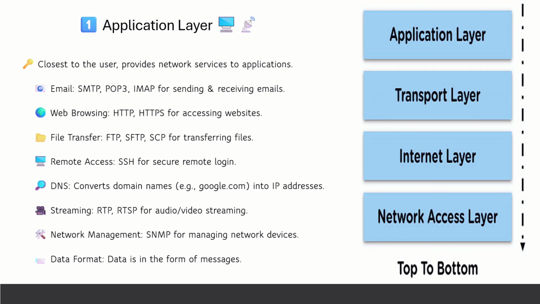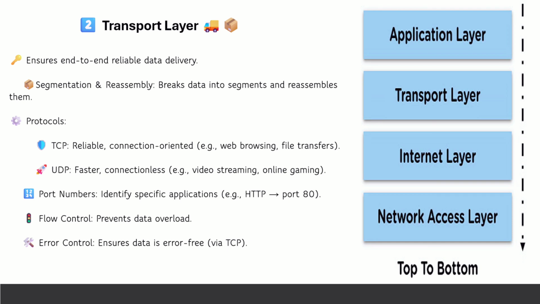2. Transport layer. Reliable communication. The transport layer is primarily responsible for ensuring reliable end-to-end delivery of data between applications. It breaks down the data received from the application layer into smaller units called segments.